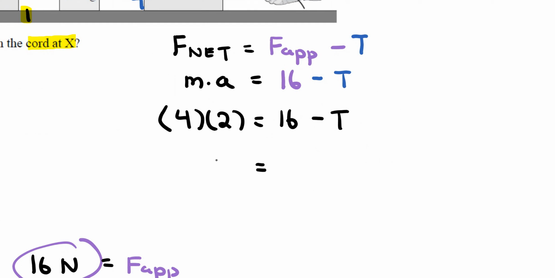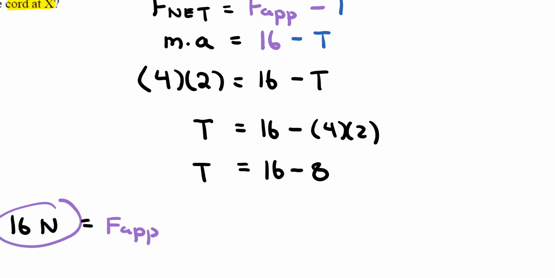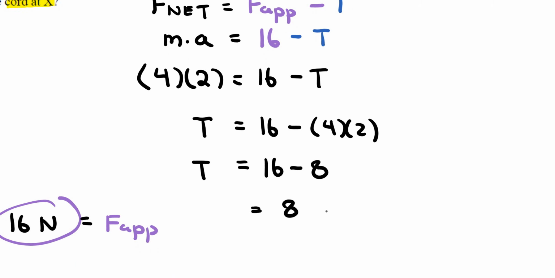Alright, so now we have some simple math here. The tension can go on the left-hand side, and that's going to be 16 minus 4 times 2. And basically we have 16 minus 8, and 16 minus 8 will give us an answer of 8 newtons. So the tension in the rope is 8 newtons.